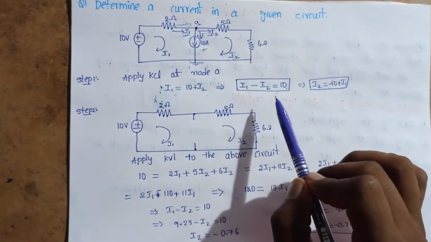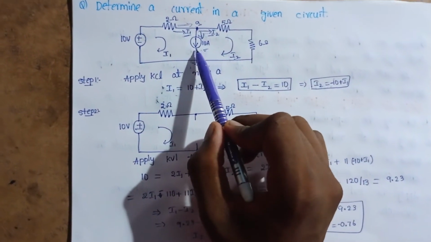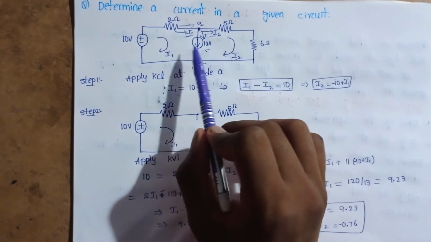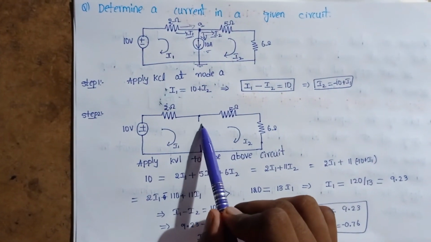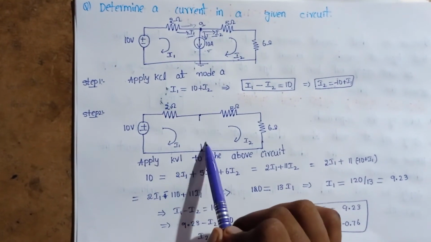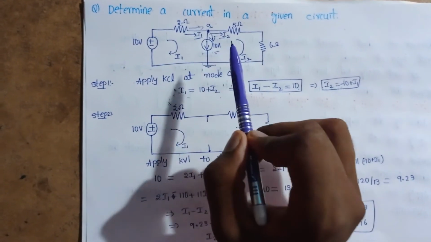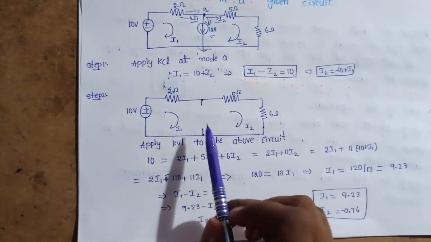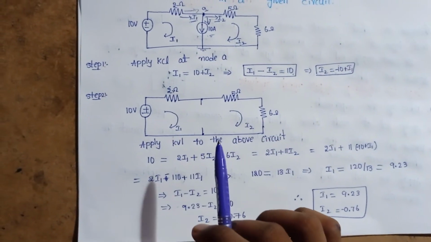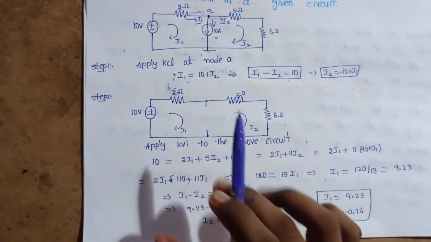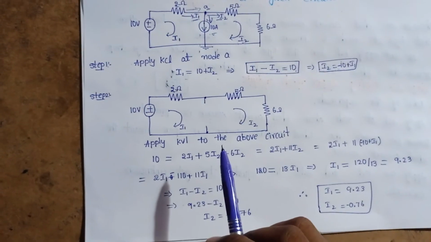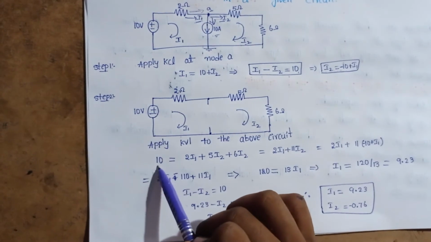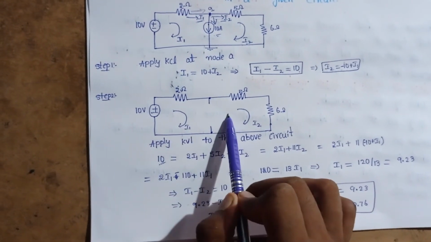The next step in super mesh analysis is to remove the ideal current source present between these two loops. Just open the circuit like this. Remove the ideal current source between these two loops, and then the circuit will become like this. Now apply KVL in this circuit. According to KVL, voltage rises equal voltage drops. Here the voltage rise is 10 volts, which equals the voltage drops.